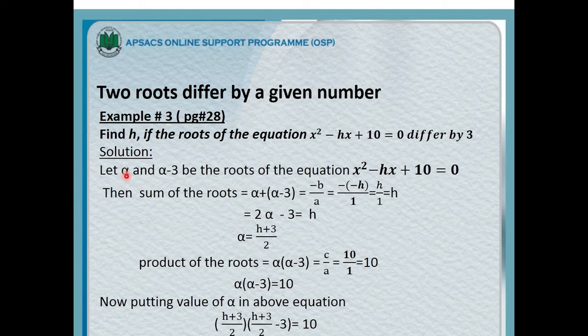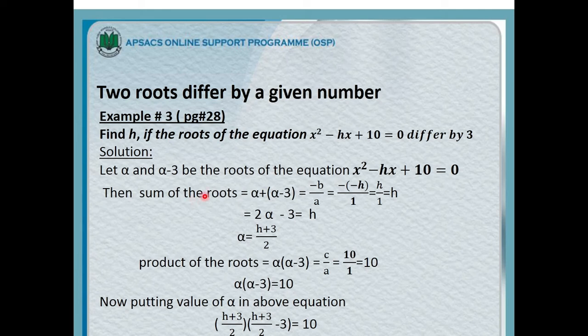Kindly pay attention. In this question, we will not consider alpha and beta as the roots of the equation. In this question, the situation is different. It is given that the roots of the equation differ by 3. That means the difference between the roots of this equation is 3. So we will take the first root as alpha and the other root as alpha minus 3, because the difference between the roots is equal to 3. So alpha and alpha minus 3 are the roots of the equation.